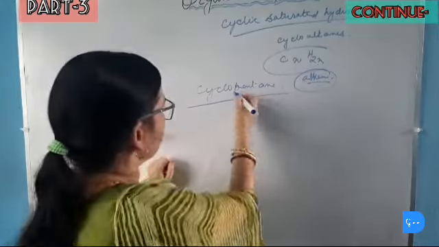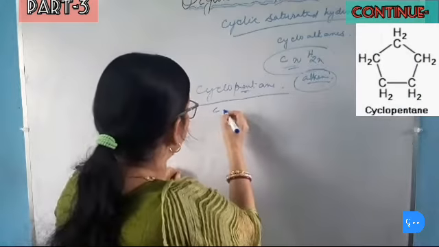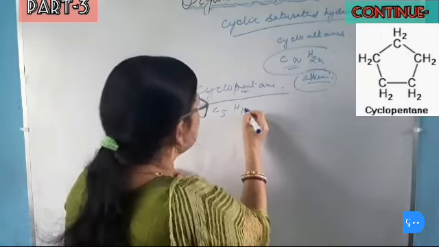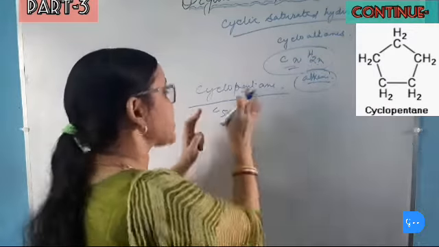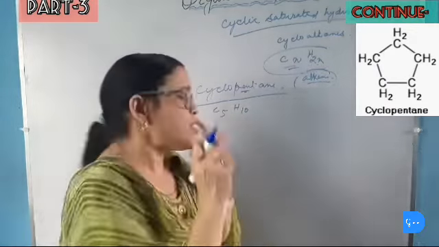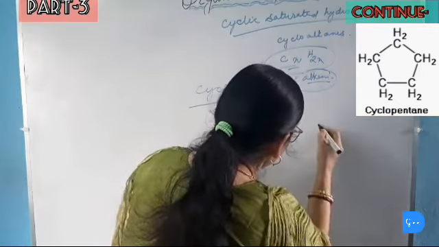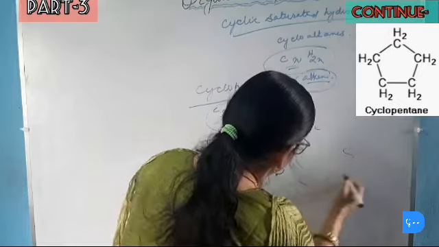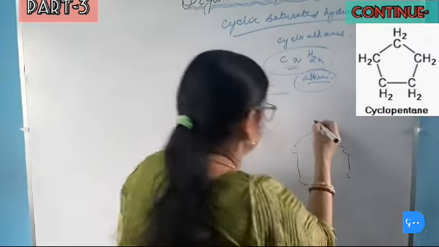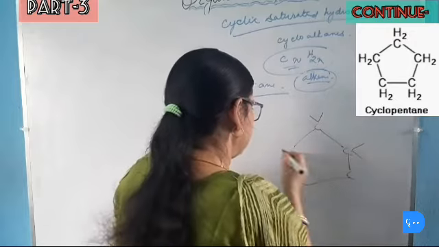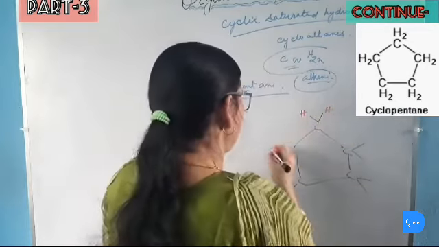So what will be the formula of cyclopentane? CnH2n. We know pentane means 5, so C5, then H will be 10, double that of the carbon atoms. C5H10 will be the molecular formula of cyclopentane. Now we will draw the structure of cyclopentane, whose formula is C5H10. There are 5 carbon atoms in cyclopentane, and the remaining valencies will be fulfilled by hydrogen.